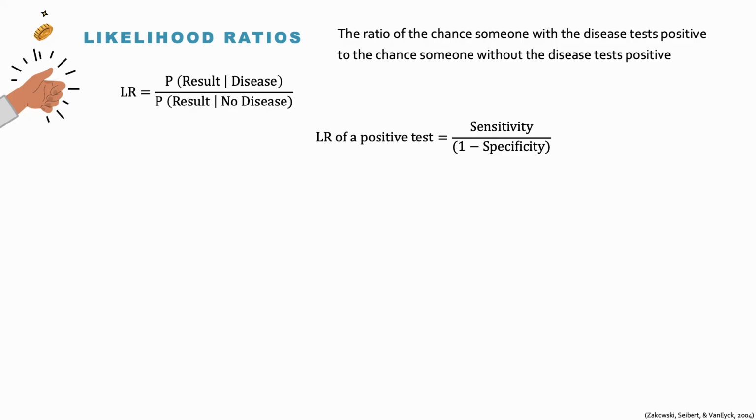the test is positive. It's the probability of a person who has the disease testing positive, the sensitivity, divided by the probability of a person who does not have the disease testing positive, which is 1 minus the specificity. Negative likelihood ratio, abbreviated LR-, tells us how much to decrease the probability of disease if the test is negative. It's the probability of a person who has the disease testing negative divided by the probability of a person who does not have the disease testing negative.